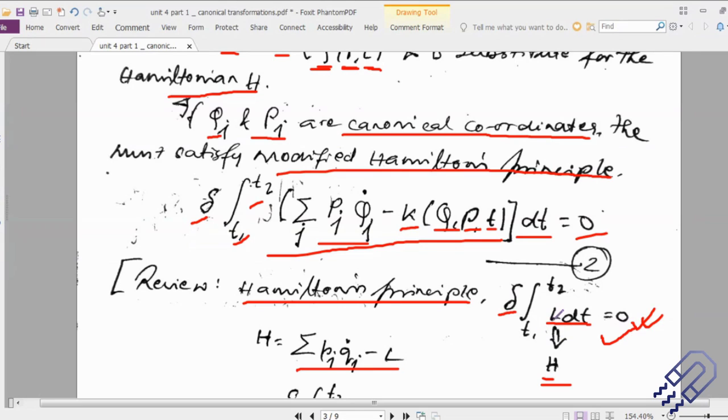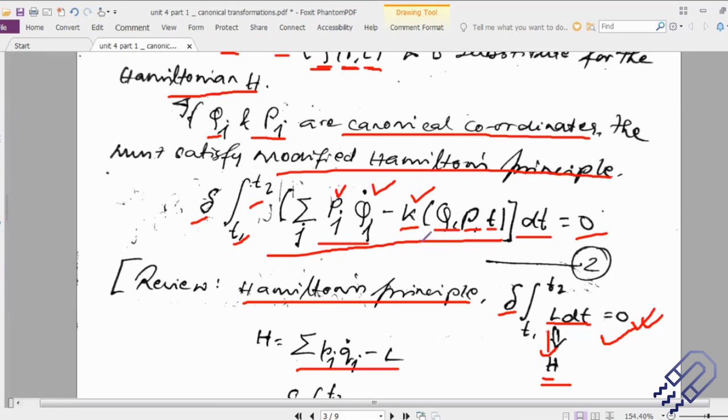But if this is valid for L, they should also be valid for H. Okay, so we can actually substitute here. Small p will become capital P, small qj dot will become capital Qj dot, and H can be represented as K. So this is the Jacobi integral we have.